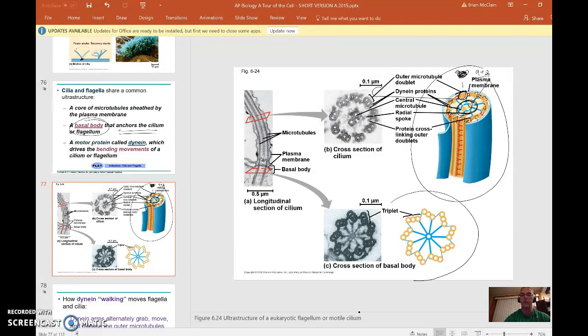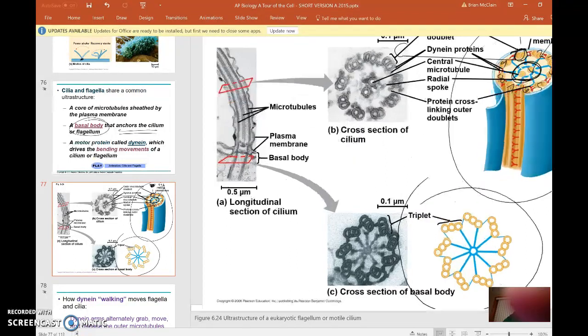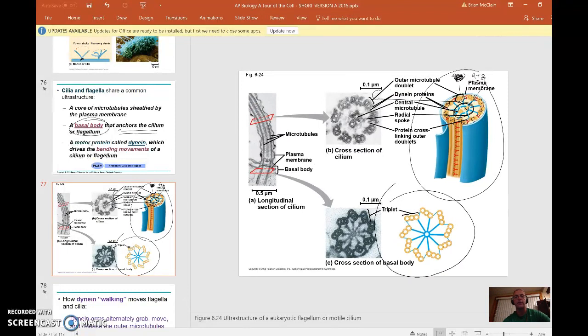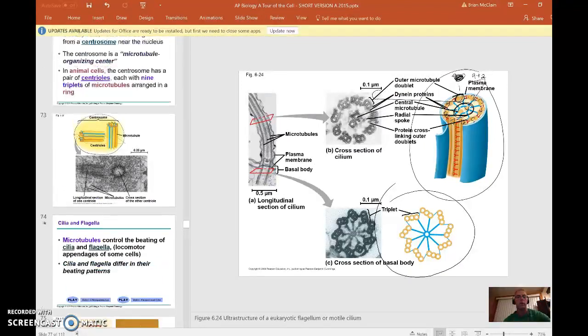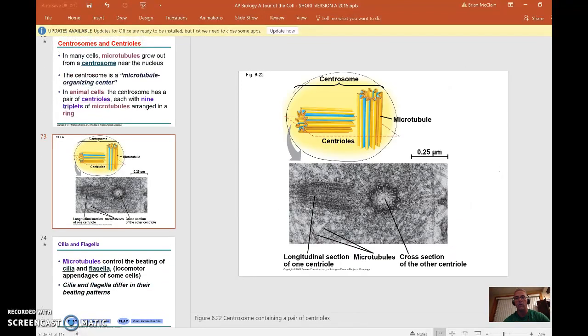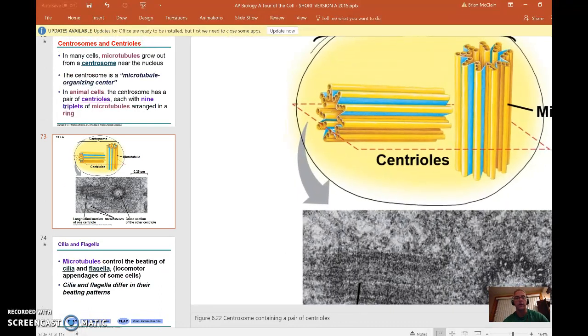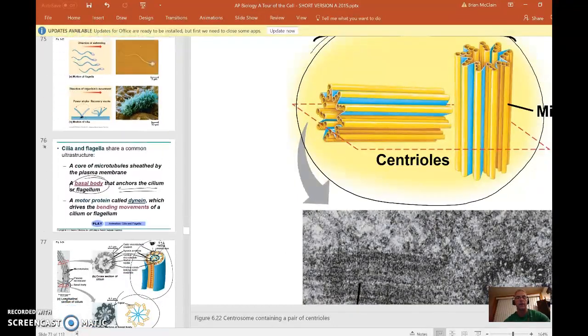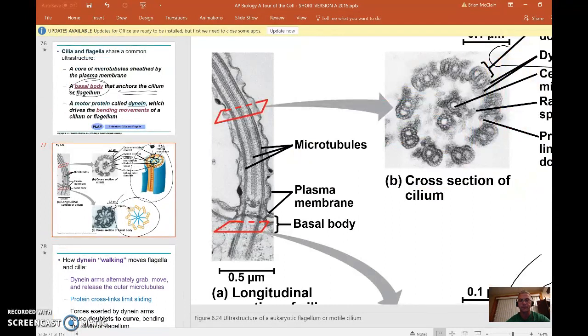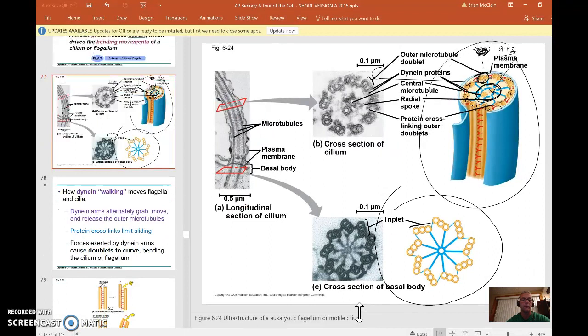And if you look at this picture right here, this is showing us what the basal body looks like. And if you compare the basal body picture with the picture of what we saw with our microtubules, you're going to see that they have a very, very similar alignment. In fact, the centrioles in many ways are going to be the basal body when they anchor into that portion.